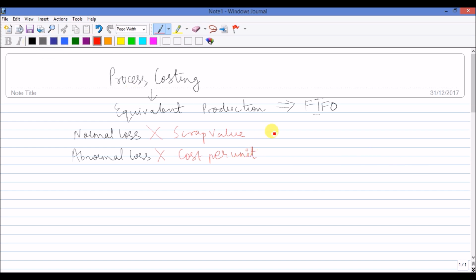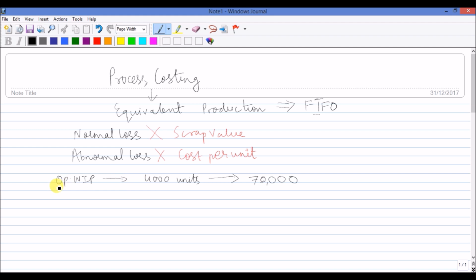The other important thing in this part is, you are going to have opening work in progress. For example, you are going to have an opening work in progress of maybe 4,000 units. So 4,000 units would be the opening work in progress, and the entire cost of this opening work in progress I can assume is maybe 70,000 rupees, friends.